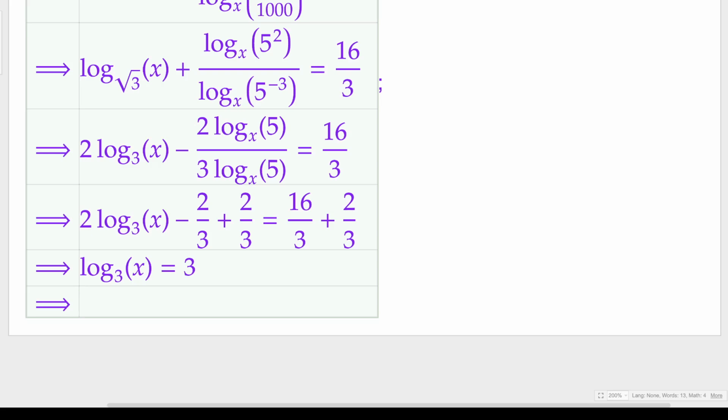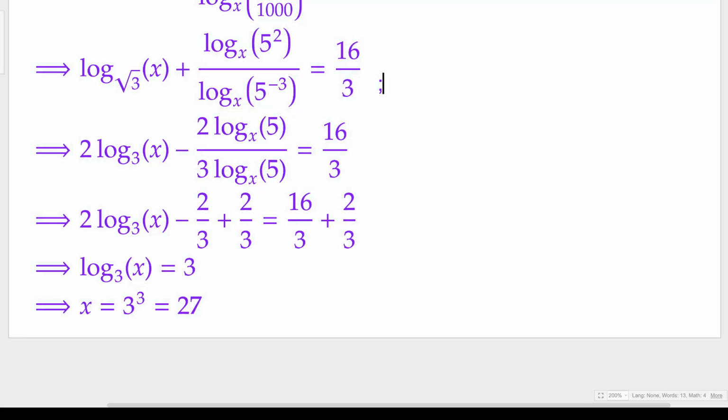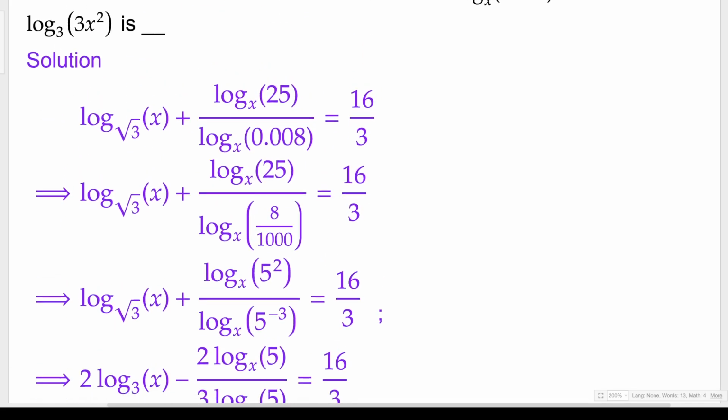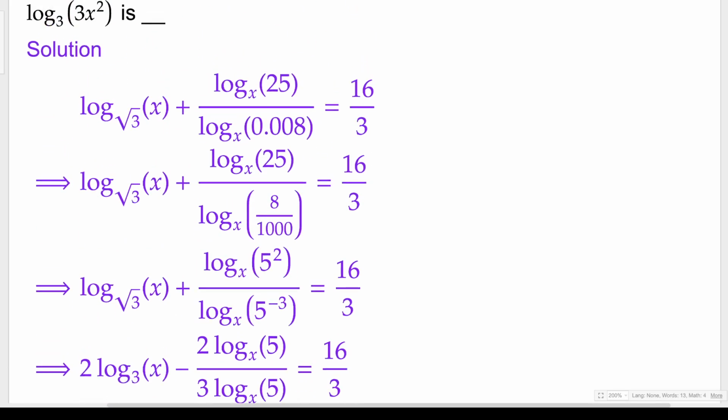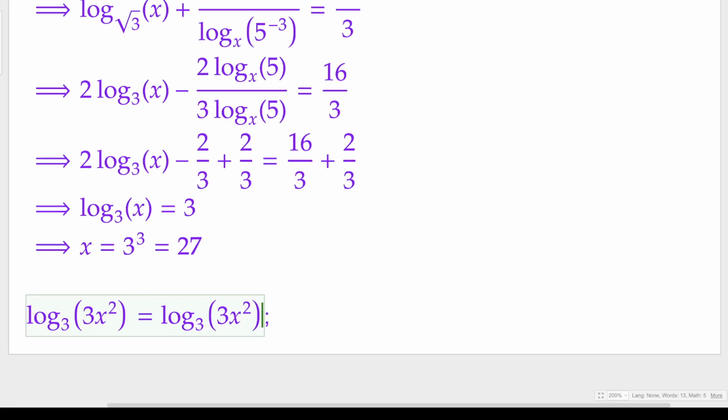Now from this, if I convert this back to exponential form, this is nothing but 3 power 3, and this is equal to 27. Now we need to compute this part, that is log of base 3, and in the argument we're having 3x square, right?